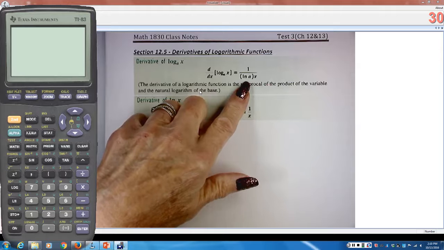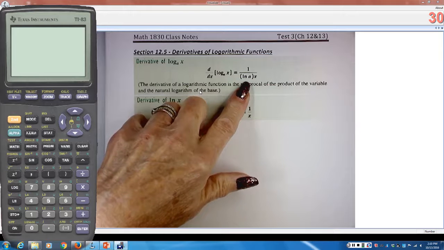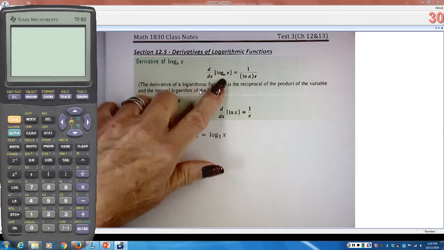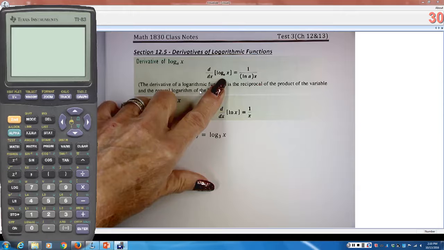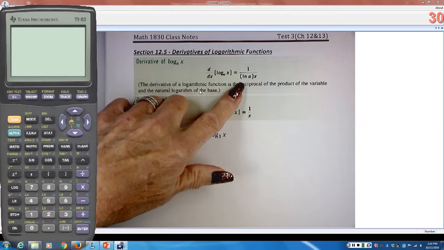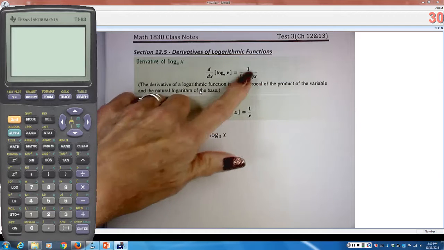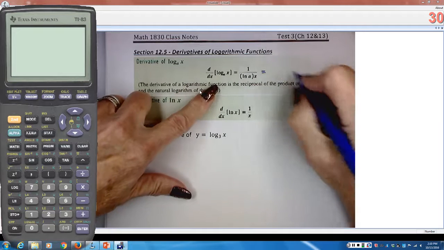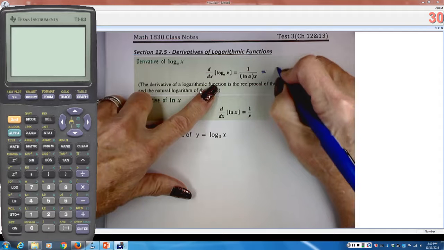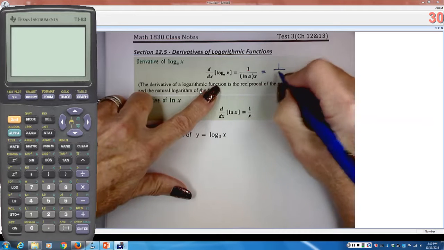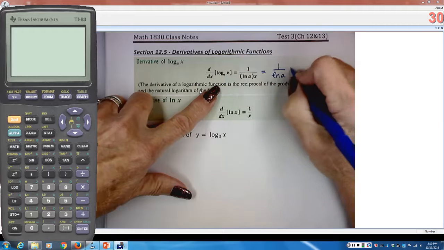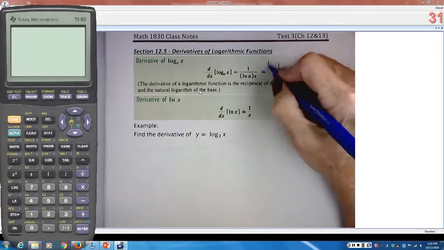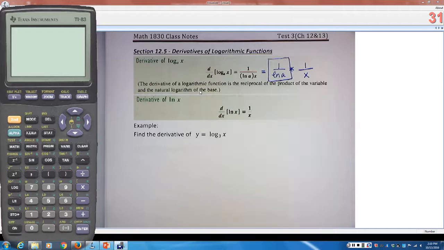When we had a raised to the x power, when we took the derivative, we took the natural log of a as part of the derivative. Well, if we have a base a logarithm, which in our case is going to be base 10, then all we do is take the natural logarithm of the base times 1 over x. This can also be written this way. And the reason that I bring that up is because this is nothing but a constant. It is not a variable.